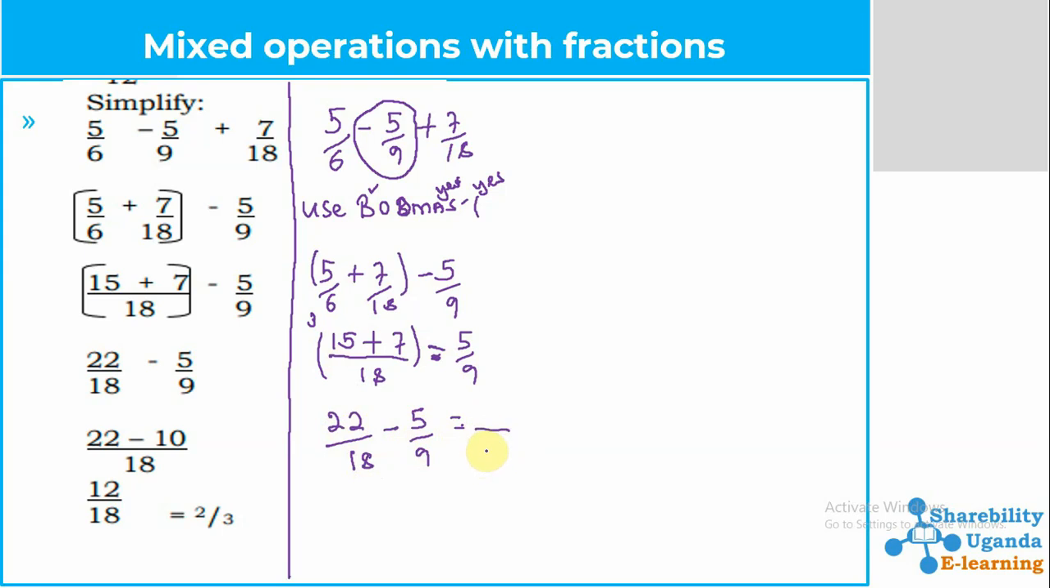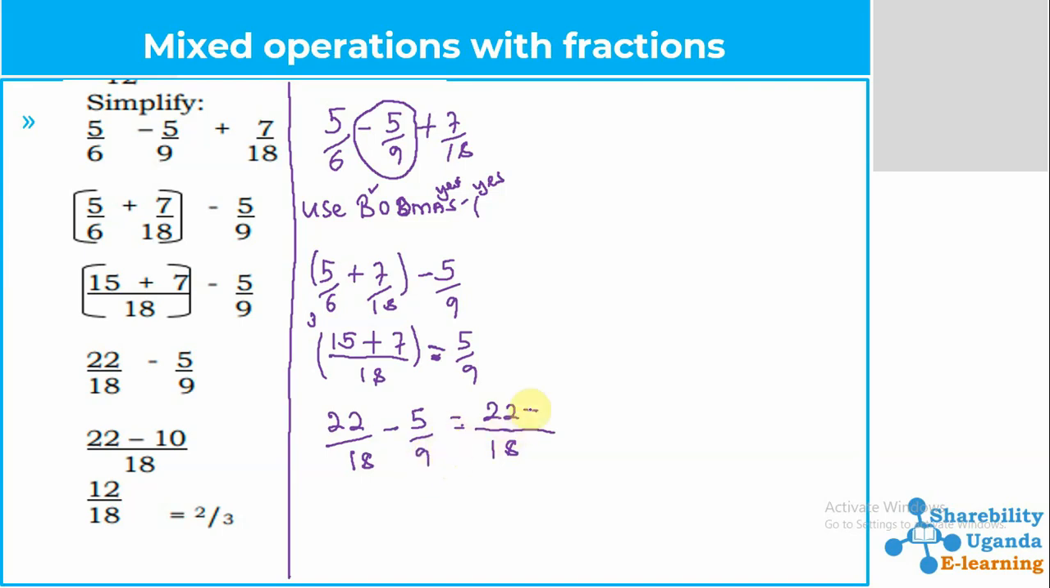We get our common factor which can divide 9 and 18. Let's use our 18 again as a factor which can divide 18 and 9. So we can say 18 divided by 18, we get 1. 1 times 22, we get 22. Then we subtract this 18 divided by 9.